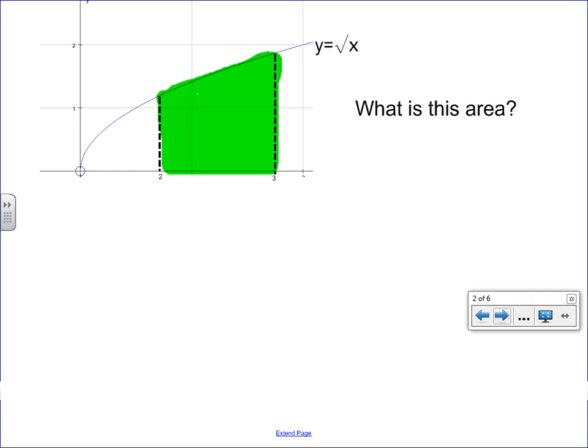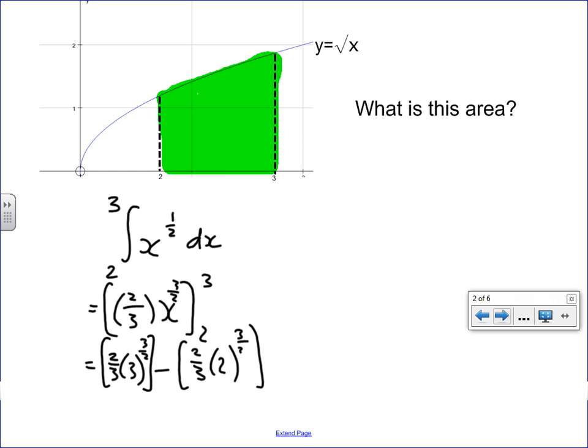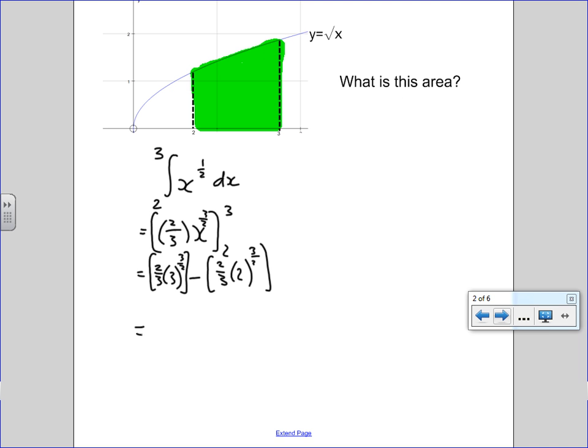So obviously with this one we can use integration, so we can say, well, this is the integral from 2 to 3, and it is x to the half dx, which is increase the half to 3 over 2, turn it upside down, put the 3 in first, 2/3, 3 to the 3 over 2, and then put the 2 in, 2/3, 2 to the 3 over 2. This isn't going to be very nice in terms of decimals, but I can keep it nice in terms of exact surds.